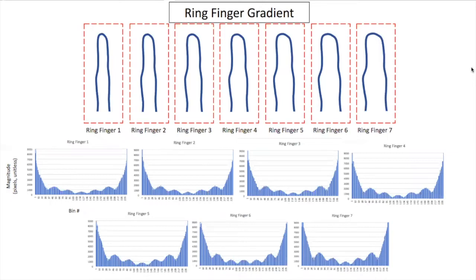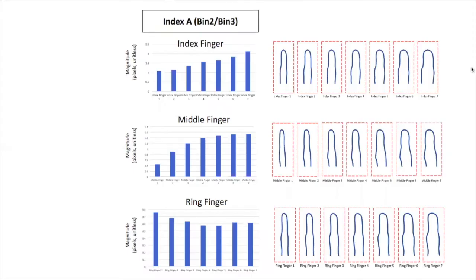Lastly, we ran through the same steps for the ring finger. Once again, the real one is finger 4. Now that we have seen the frequency plots of gradients for all three fingers that we started with, let's discuss a few indices that we created to quantify shape differences in these fingers.